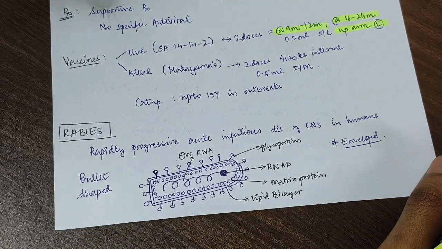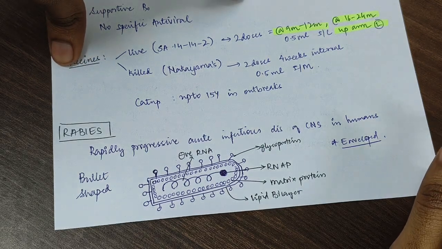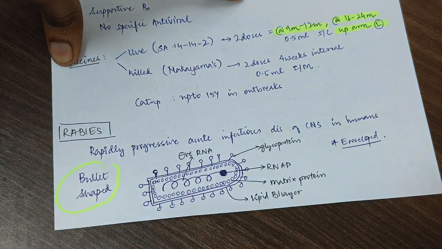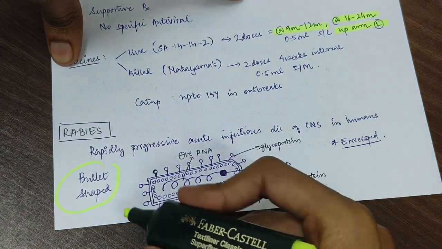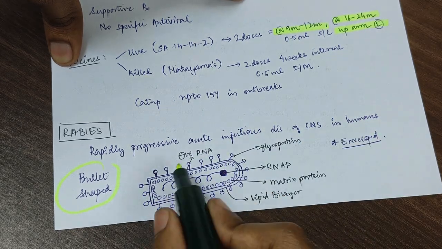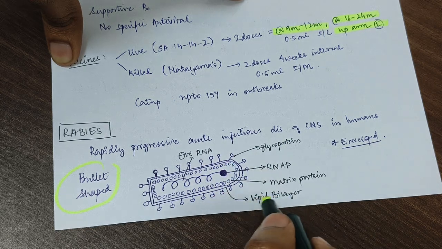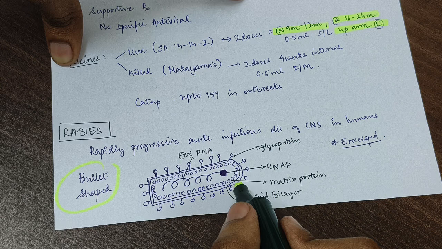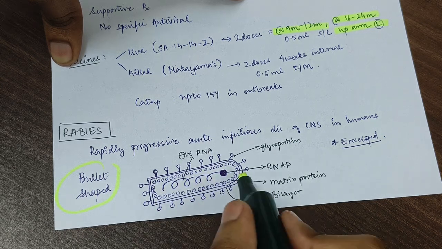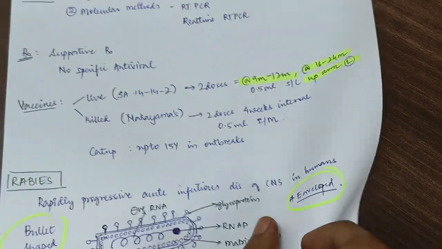Coming to rabies, it is a rapidly progressive acute infectious disorder of the CNS in humans, and the causative agent is rabies virus, which is bullet shaped. You are going to draw it like a bullet and mention all these things. The outer glycoprotein, these standing-out structures are glycoproteins. Next to that is the bilayered lipid, then inside it are matrix proteins. Then there is a negative sense RNA attached to an RNA polymerase. Remember, it is an enveloped virus.